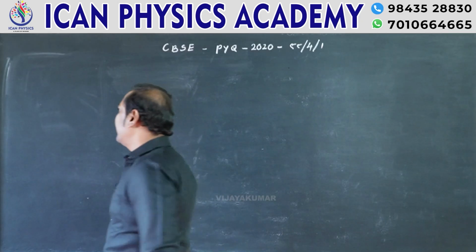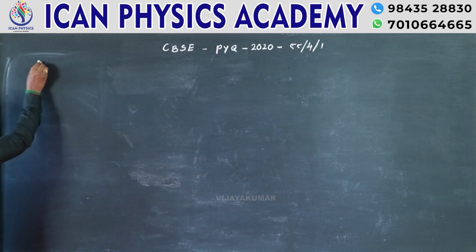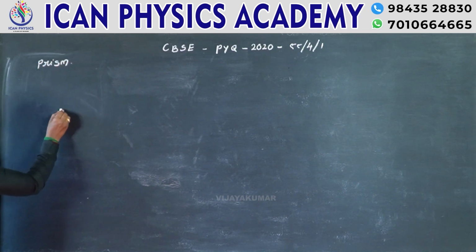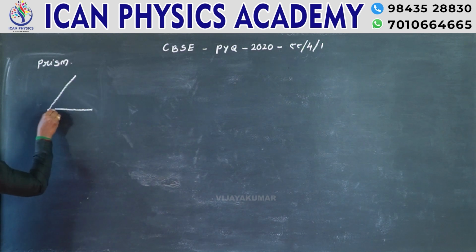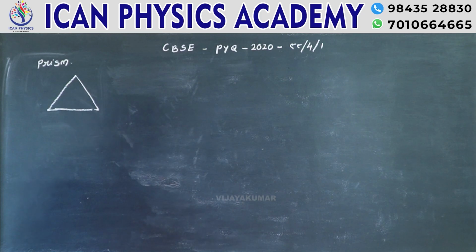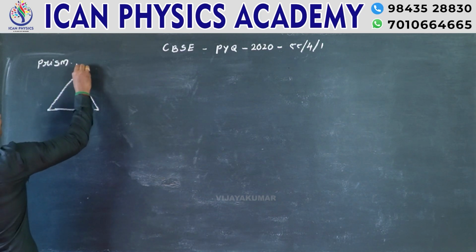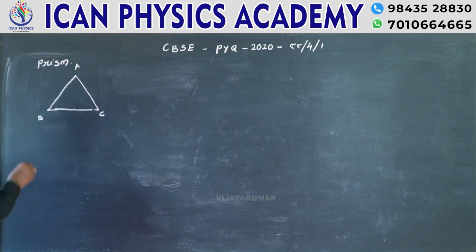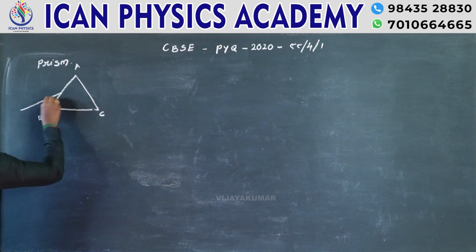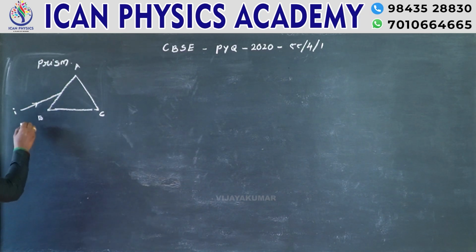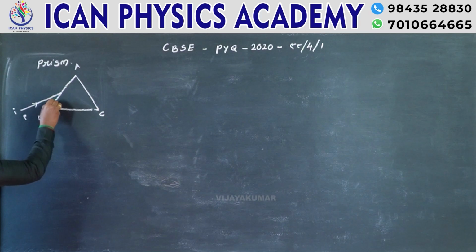Today we are going to see the prism. When a glass is bounded by 3 surfaces, this is a glass prism. Let it be A, B and C. Now a ray of light is incident on the face AB. It can be taken as PQ.